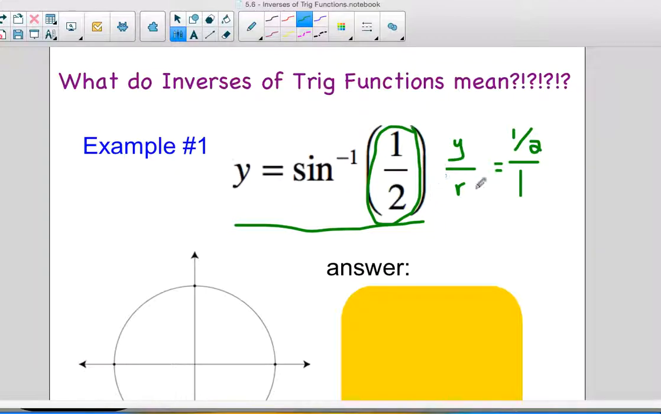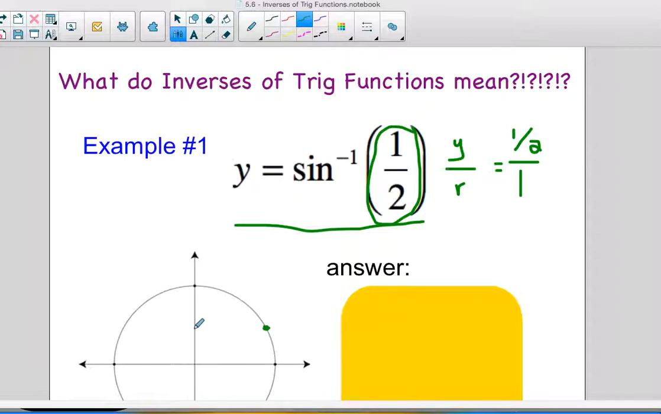You could picture this as a non-unit circle and just say y is 1 and r is 2, and then you can go that way. But for us, these are always going to be points that we're probably going to be familiar with. So your 1/2, your root 2 over 2s, your root 3 over 2s, 1, 0, things like that. So it keeps the question a little bit easier for us. So just always think of the r as 1 and say y is 1/2. So where is your y coordinate 1/2? Well, it's like right there.